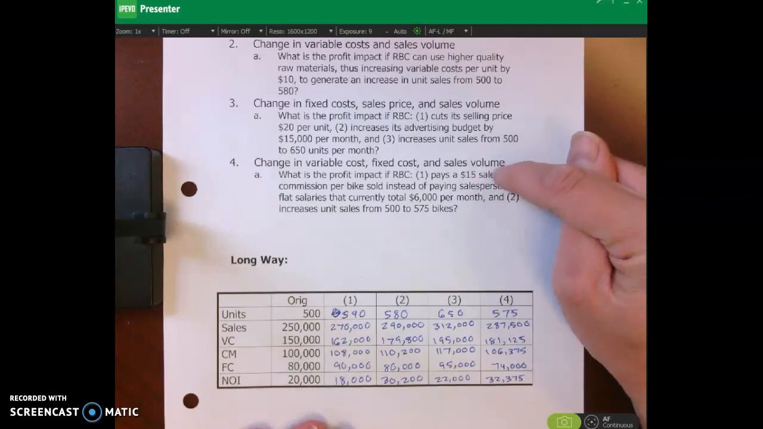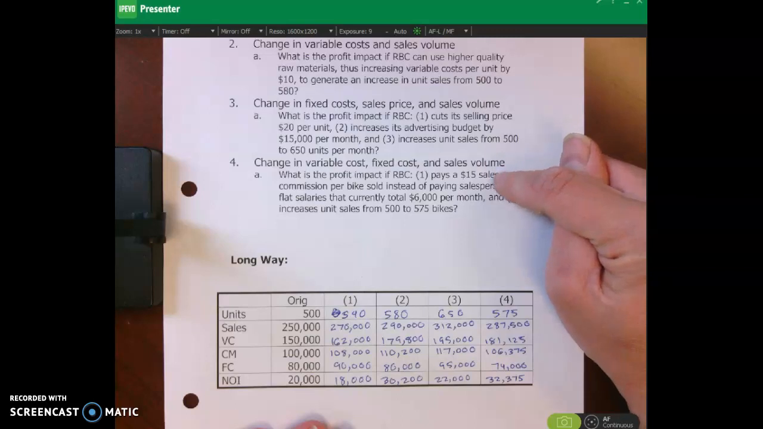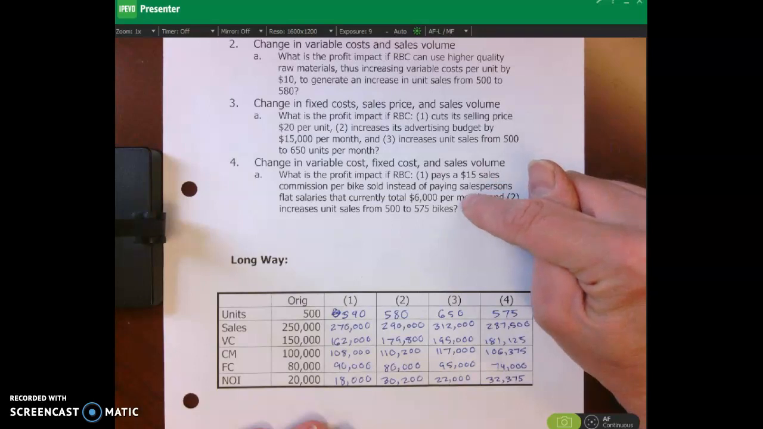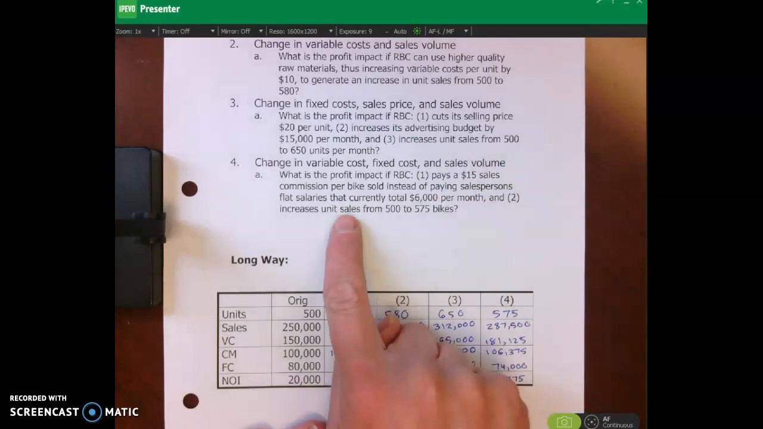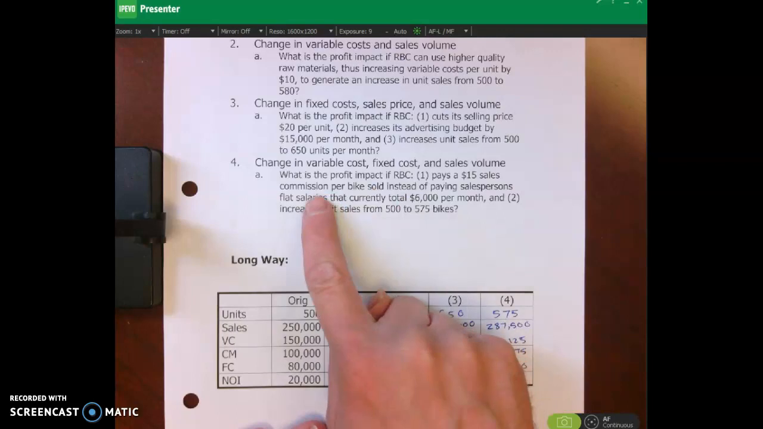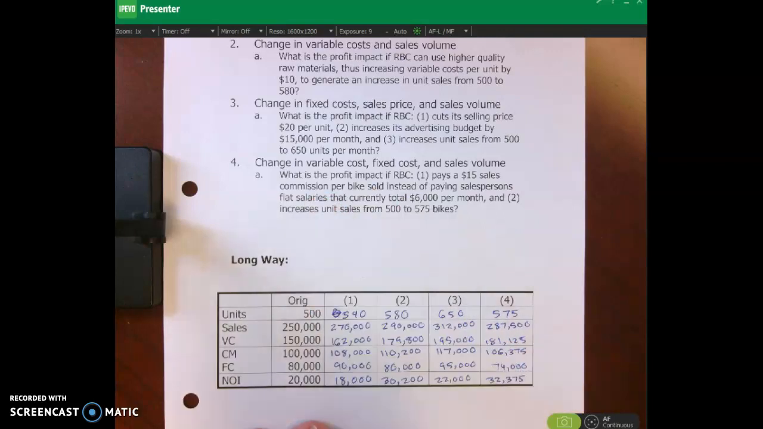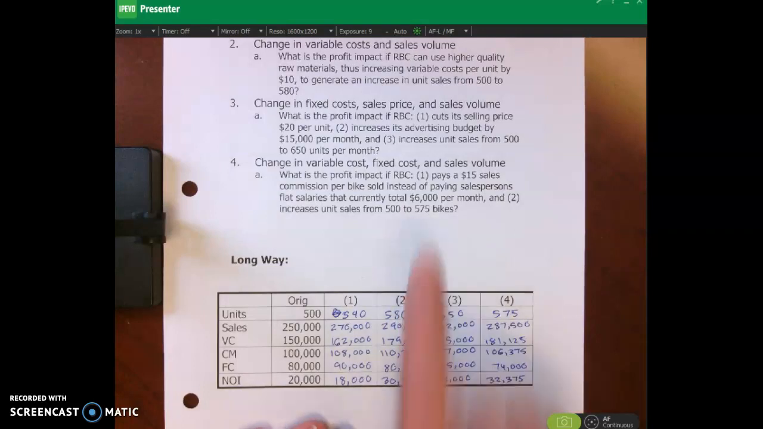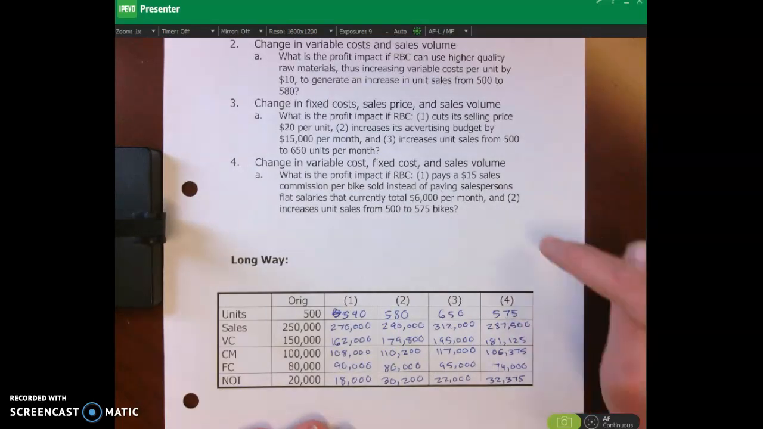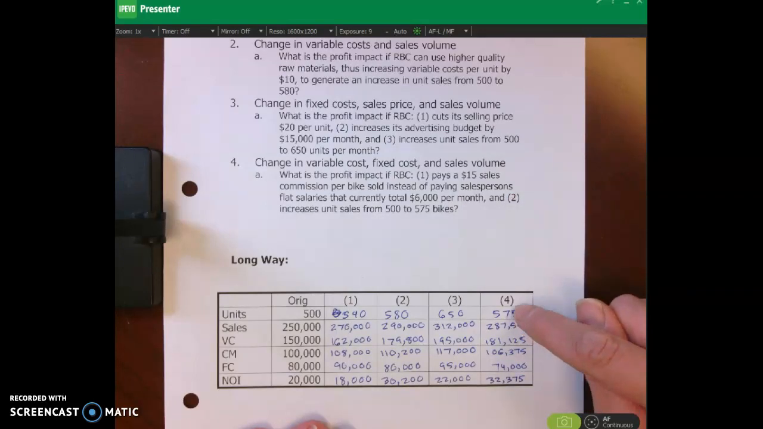What's the profit impact if we pay salespersons an additional $15 commission rather than paying them, and basically reducing their salaries by a total of $6,000 per month? Okay? Salaries are fixed costs. Commissions are a variable cost. Okay? This increases unit sales from 500 to 575. So now we have 575. We're not told anything about the sales price changing, so it stays the same. 575 times the 500 gives us the 287,500.